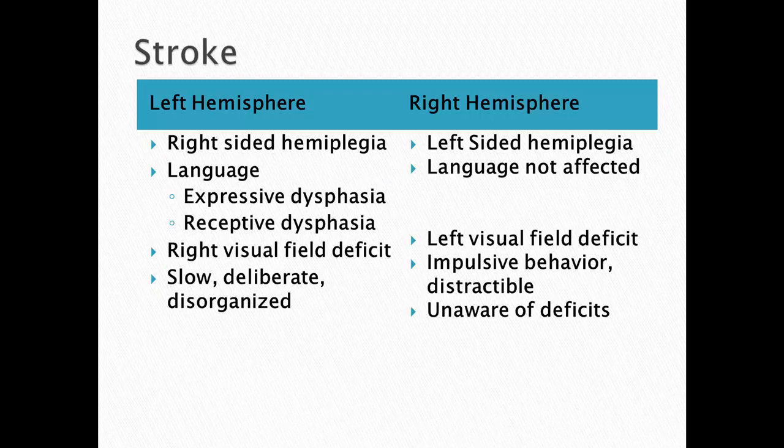Compare that then with the right hemisphere stroke. With the right hemisphere stroke, you're going to see left-sided hemiplegia, and language is usually not affected. You would see the left visual field deficit, and rather than having very slow, deliberate, or disorganized behaviors, you're much more likely to see someone demonstrate impulsive behaviors, be highly distractible.